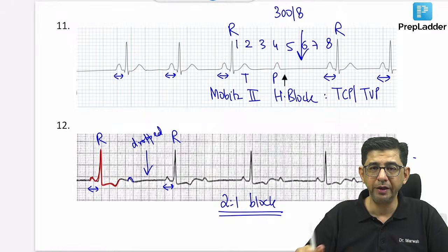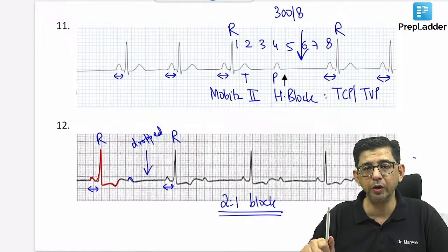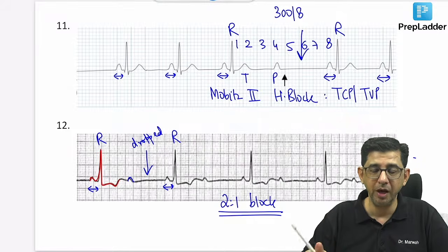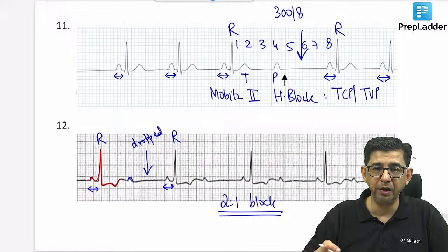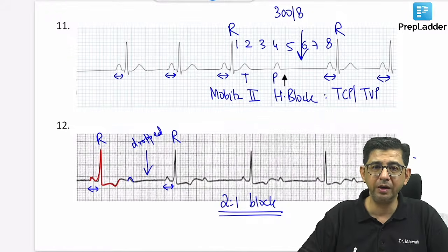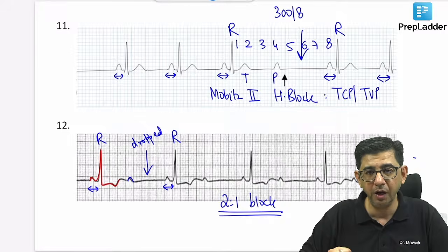If you're sitting for NEET PG, then I want you to be very careful before you mark Mobitz 2. Just check whether there's a trick in the question, because in Mobitz 2 there would be three, four, five normal conductions, like normal, then a drop. But in a 2:1 block, it's conduction, non-conduction, conduction, alternating. So that's why we call it a 2:1 block.